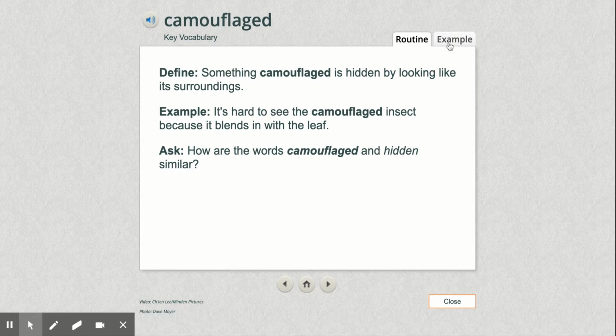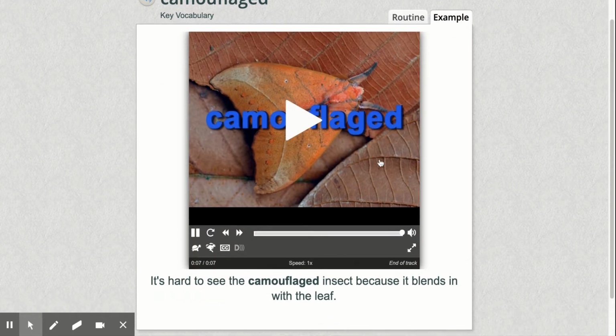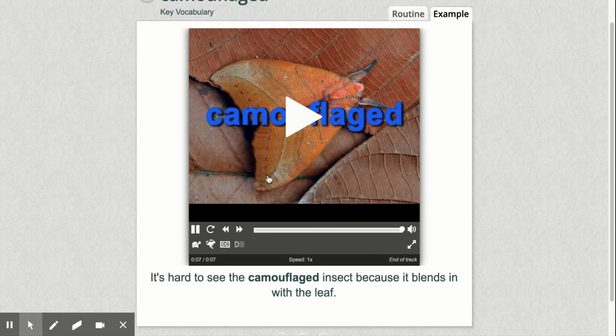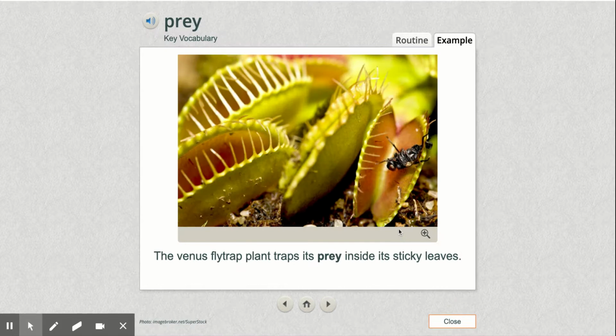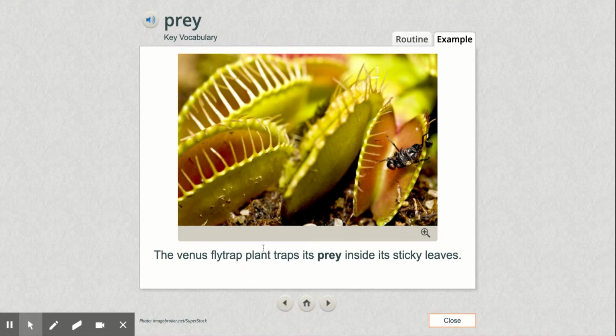This is an example of an adaptation that some animals and insects have. You can see in this video, this bug looks like leaves, so it camouflages itself from any predators that are trying to get it. And we are done with our vocab, so we're back to prey.